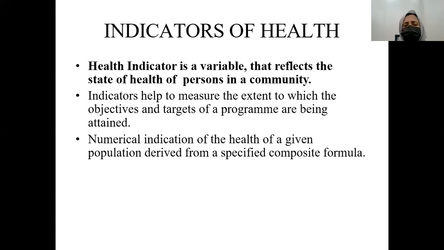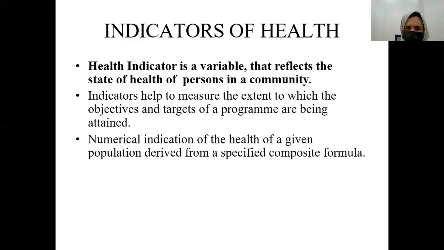If I ask you to name a few variables, what would they be? Height, weight, gender, blood pressure, blood sugar, just name it, and that thing would be a variable, because the majority of the things existing in this universe vary from person to person. So a health indicator is a variable that reflects the state of health of persons in a community. These indicators are also used to compare the health status of different communities.